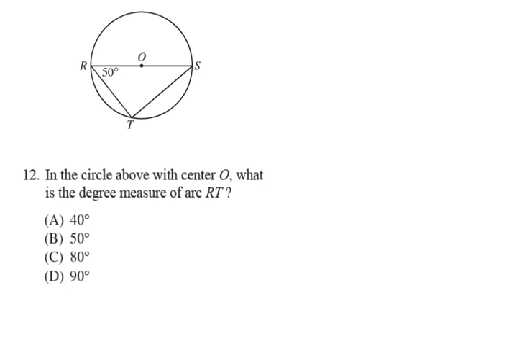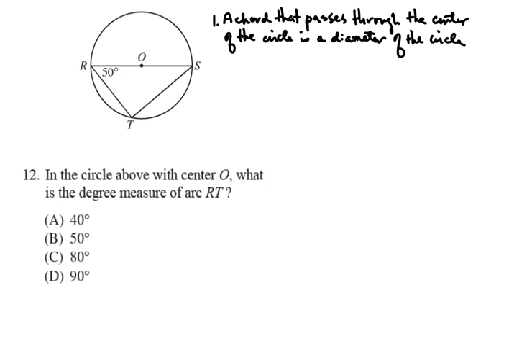In problem number 12, we have this circle with a triangle inscribed in it. And we're given that one of the angles is 50 degrees. Now there is an important fact that you should know, and that is that a chord that passes through the center of the circle is a diameter of the circle.